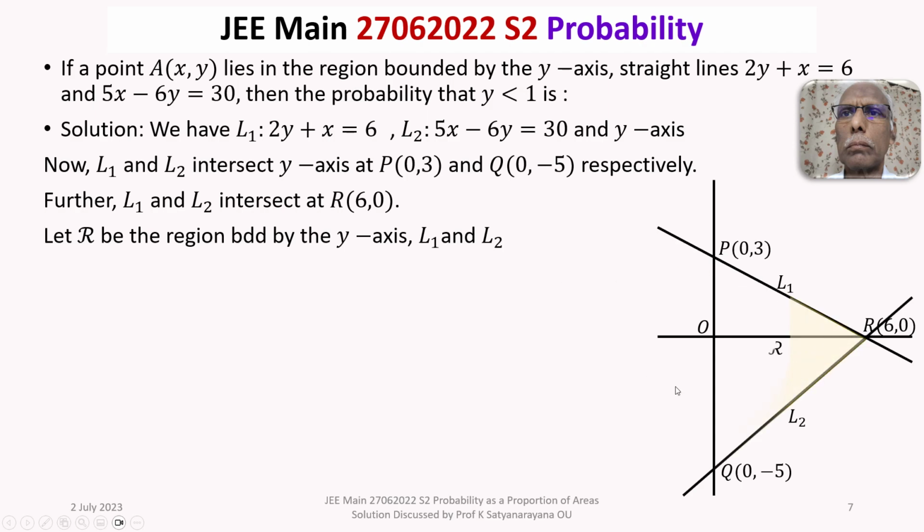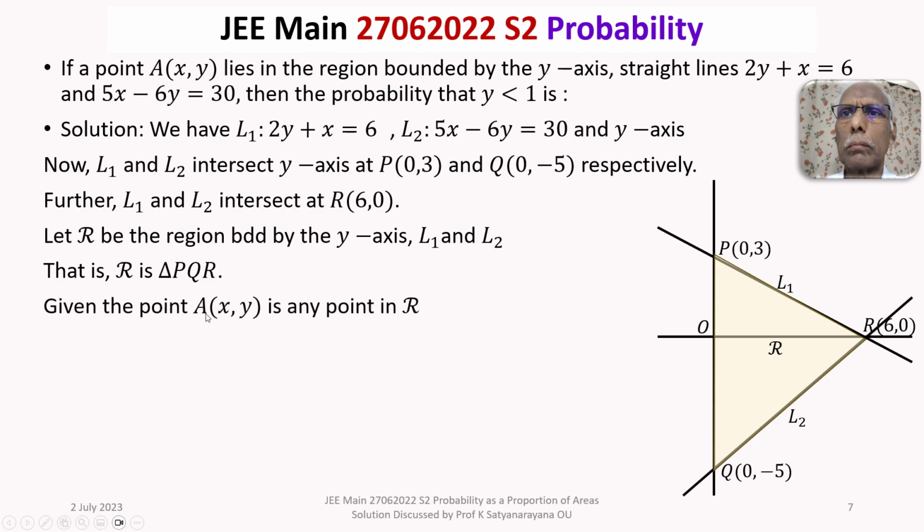So, the shaded region R is shown here. The light yellow color we have shaded. That is the region R. That is, R is the triangle PQR. Agreed? Given the point A with coordinates x, y is any point in the region R. Therefore, we compute the area of the region R, A suffix R.